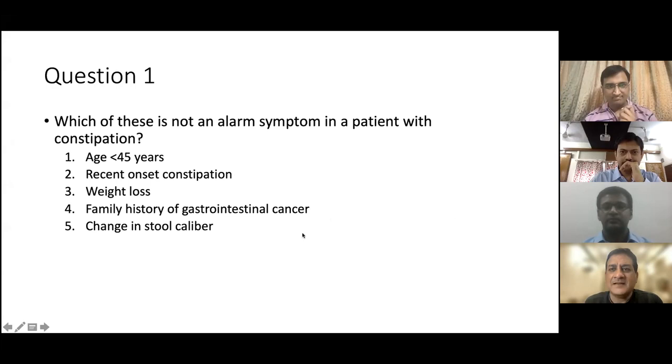We don't have choice five. Choice five is just a vacant space. I think it's change in stool caliber. In stool caliber, sir. Okay. Change in stool caliber. Yeah.